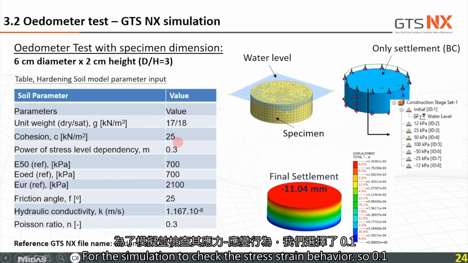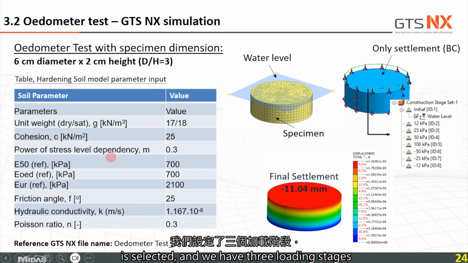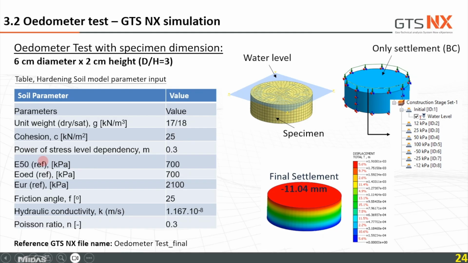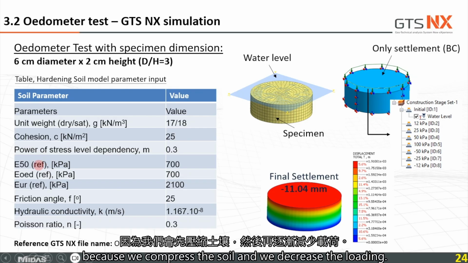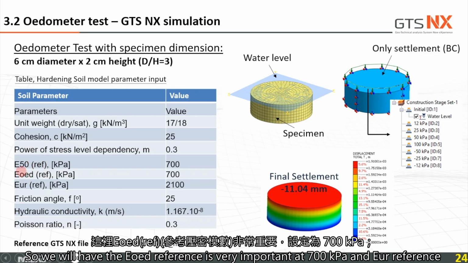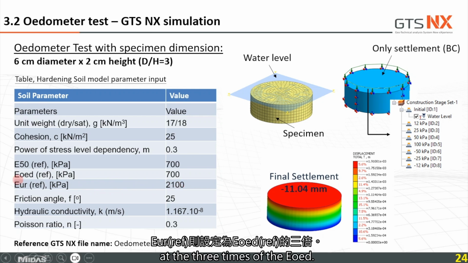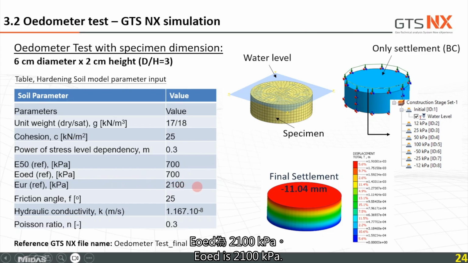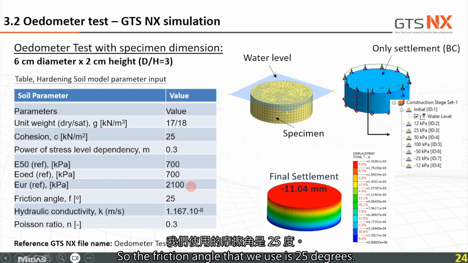For the simulation to check the stress-strain behavior, 0.1 to 0.3 is selected, and we have three loading stages because we compress the soil and then decrease the loading. The OED reference is very important at 700, and the EUR reference is 3 times the OED. EOED is 2100. The friction angle that we use is 25 degrees.